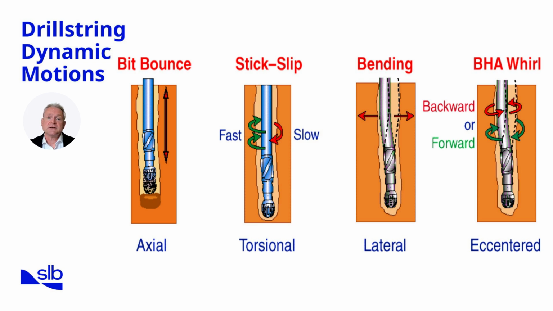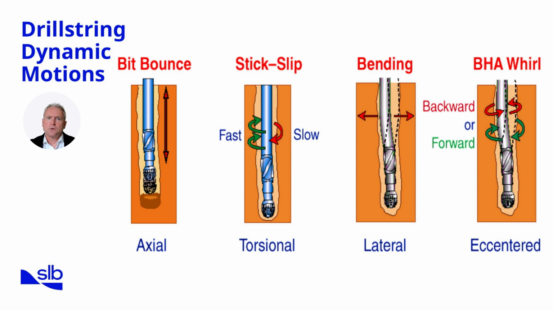The drill string is subject to four distinct types of shock and vibration: axial, torsional, lateral, and eccentered motion. Each has a unique effect on performance and tool life. Axial vibration, often referred to as bit bounce, is a vertical hammering motion along the drill string axis. This repetitive loading reduces drilling efficiency and accelerates bit wear. Torsional vibration includes stick slip, where the bit alternates between sticking against the rock and suddenly releasing with a torque spike. These sharp accelerations can severely damage both the bit and drive system.